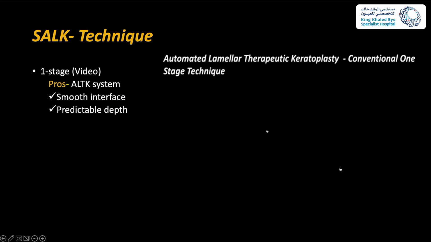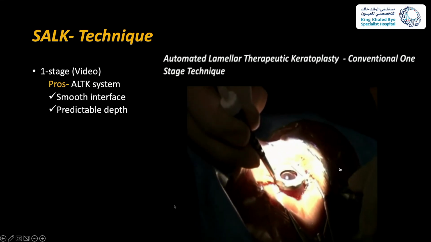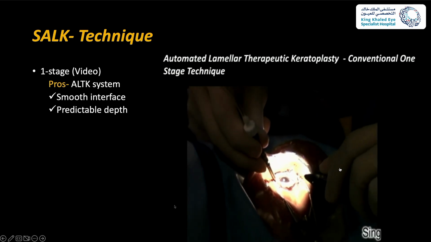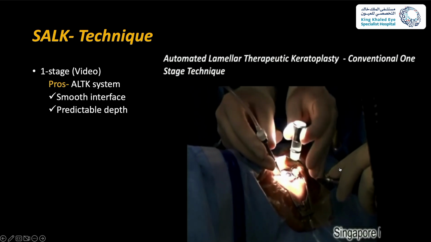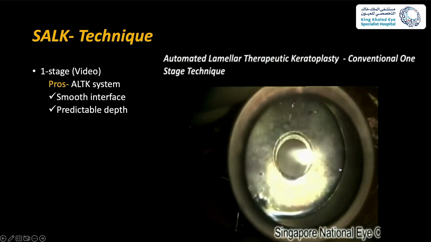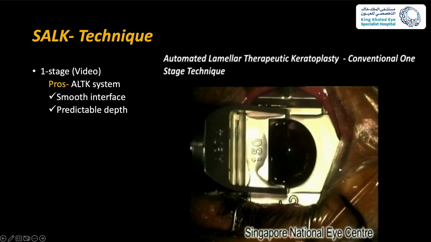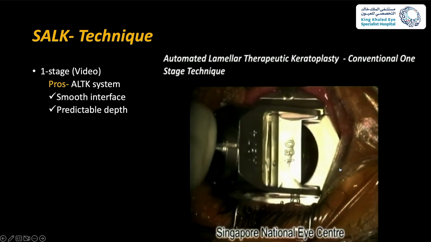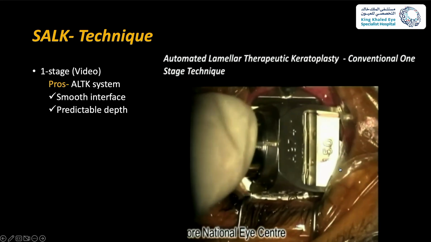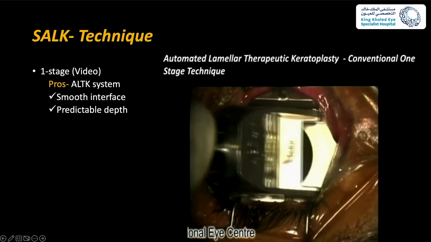So I will just go through a video which shows the ALTK or the SALK system, where it provides a smooth interface and predictable depth. Here we are applying the suction ring on the recipient, passing the microkeratome into the stroma to cut a superficial layer just beneath the pathology.